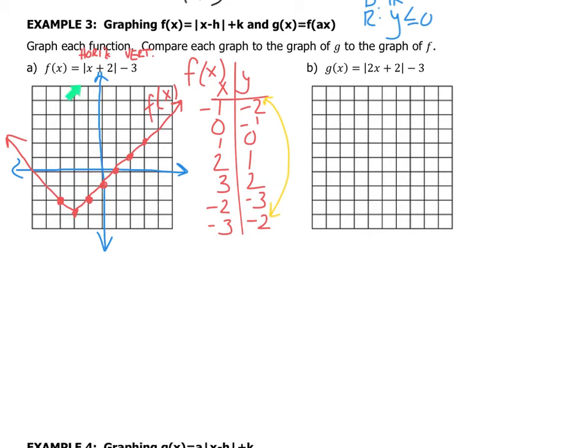Then notice there's a 1 in front here. So I could have done from the vertex up 1 over 1, up 1 over 1, up 1 over 1. Same thing over here. So the table helps me create it, but I could also start using these kind of shortcuts to help me really move it along a little bit quicker and get it done. Okay, so again, on my comparison, both open up. They are the same width.